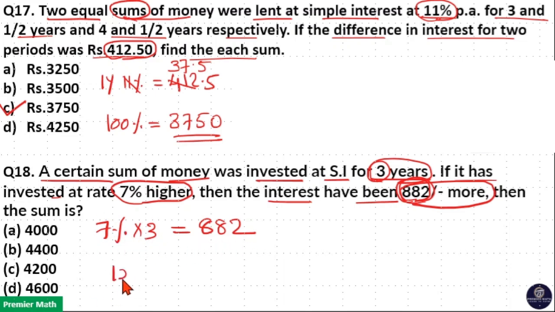That is, for 3 years at 7% rate, interest received is 882. Then 100% is the sum here. 7 into 3 is 21. 21 goes 4 times in 88. Remaining is 4. So 21 goes 2 times in 42. So 1% is 42, and 100% is the sum. 100% is 42 into 100, 4200.